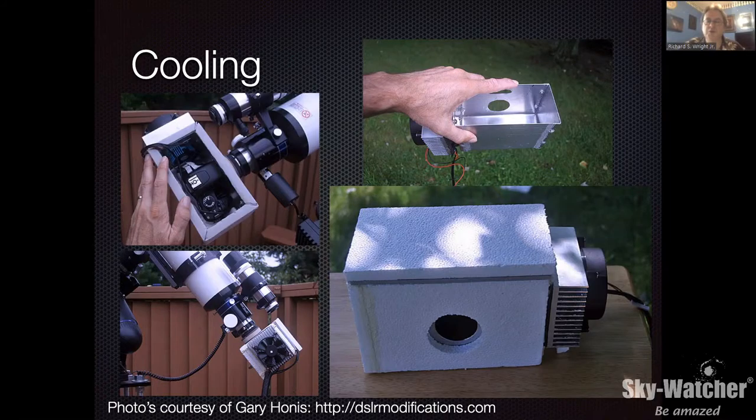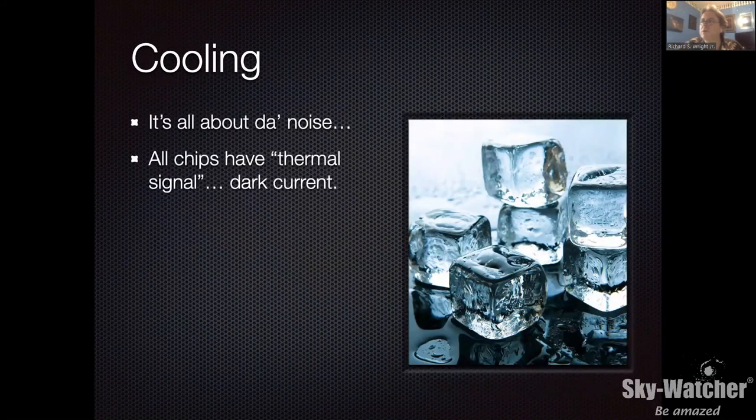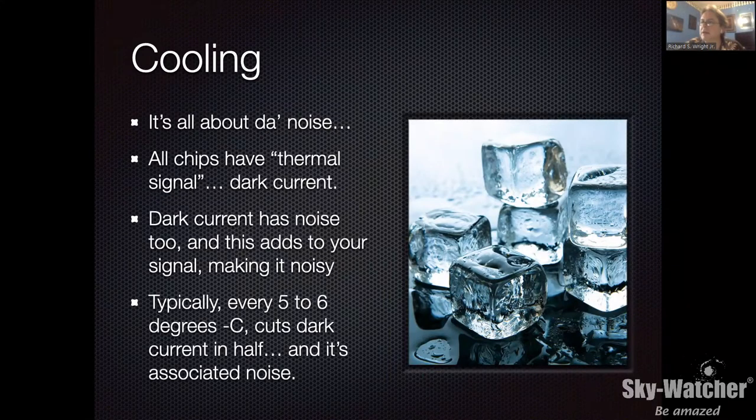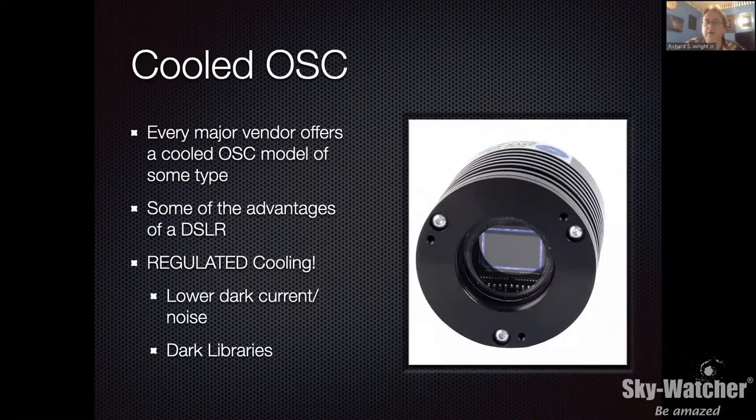The summertime temperatures are in the 90s at night. And there's no point. The camera warms up the chips to 40 or 45 degrees Celsius, and the images are just too noisy. In the wintertime, they're great. But cooling your chip makes it better. You can buy a cooled one-shot color camera. This goes for CCD or CMOS as well, and that's great.